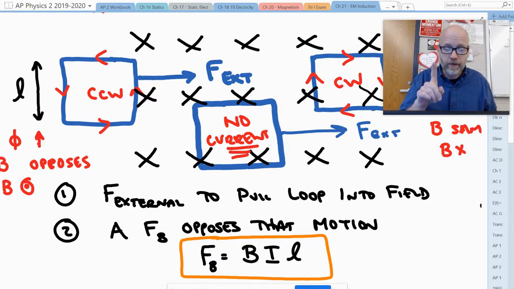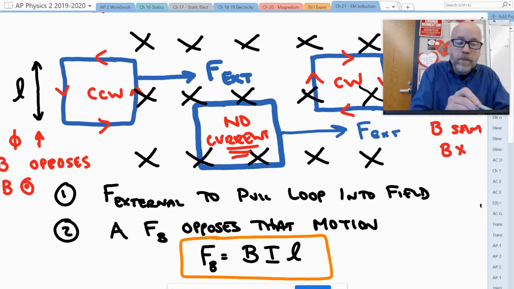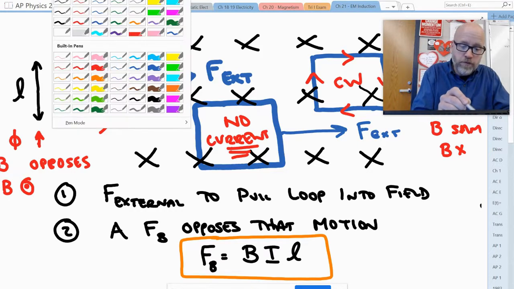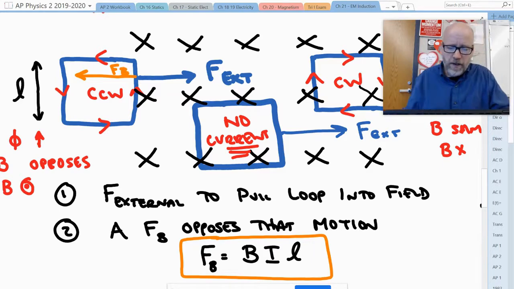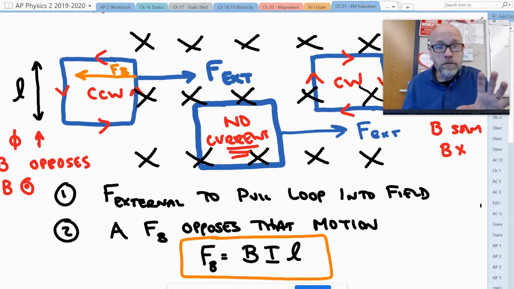So first thing, there has to be an external force to pull the loop into the field. Otherwise, it won't go into the field. And then as that external force is acting on it, there is a B field force, or a force from the B field, acting in the opposite direction. Now, in the first case, it's going to be acting to the left. In case B, when it's in the middle, no force at all because there's no current.